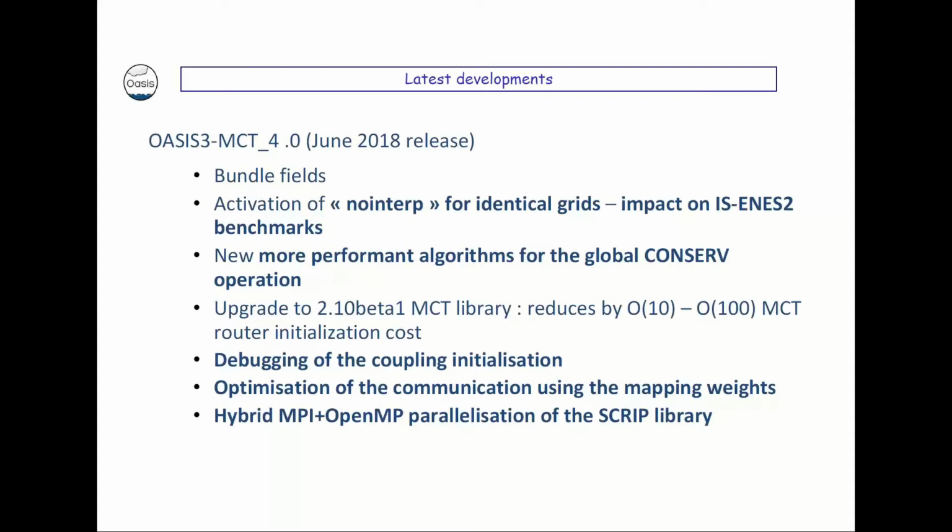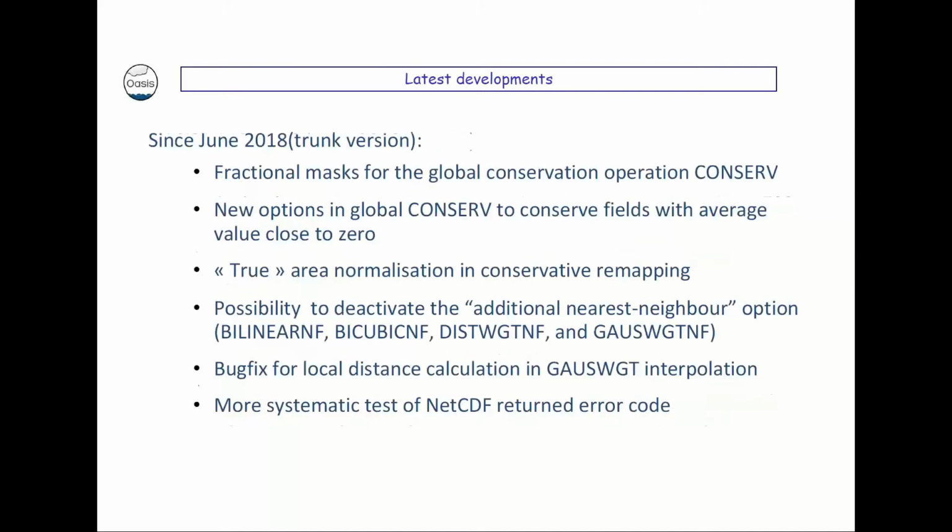We have a new and more performant algorithm for the global conservation operation. We upgraded to the 2.10 beta 1 MCT library, which reduces the cost of the initialization of the MCT routine by a factor of 10 or 100. We did some debugging of the coupling initialization, which has a big impact. We did some optimization of the communication, and we now have a hybrid MPI-OpenMP parallel version of the SCRIP library.